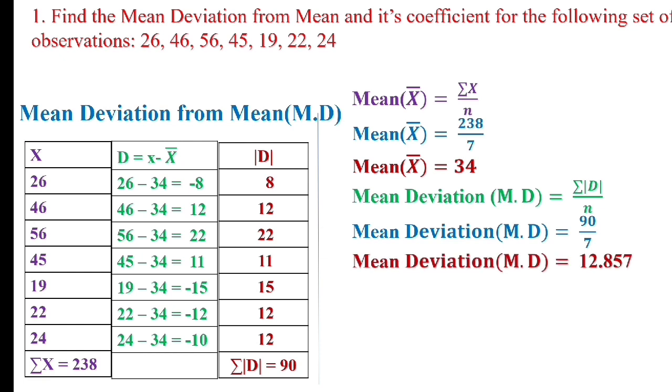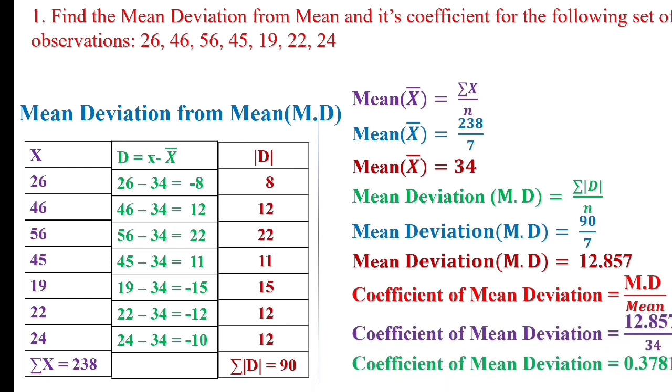Along with that, the coefficient of mean deviation: we have taken mean deviation from mean, so we consider mean deviation divided by mean. Substituting, we get 12.857 divided by 34 equal to 0.3781. This is the way an individual series of observation will find out mean deviation.